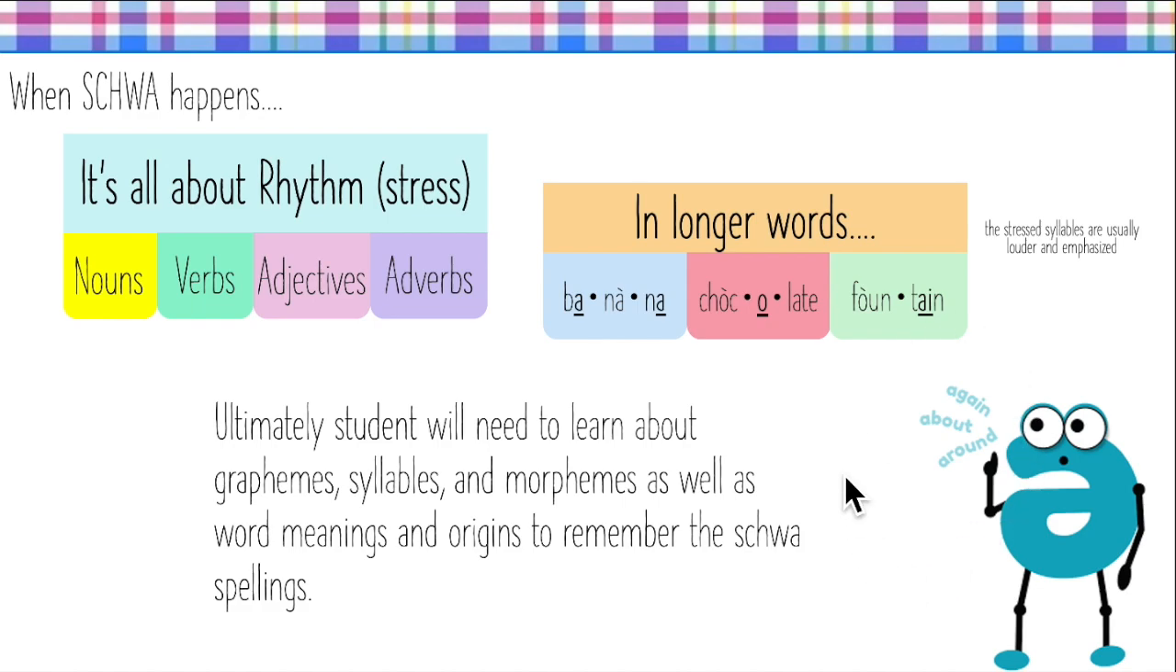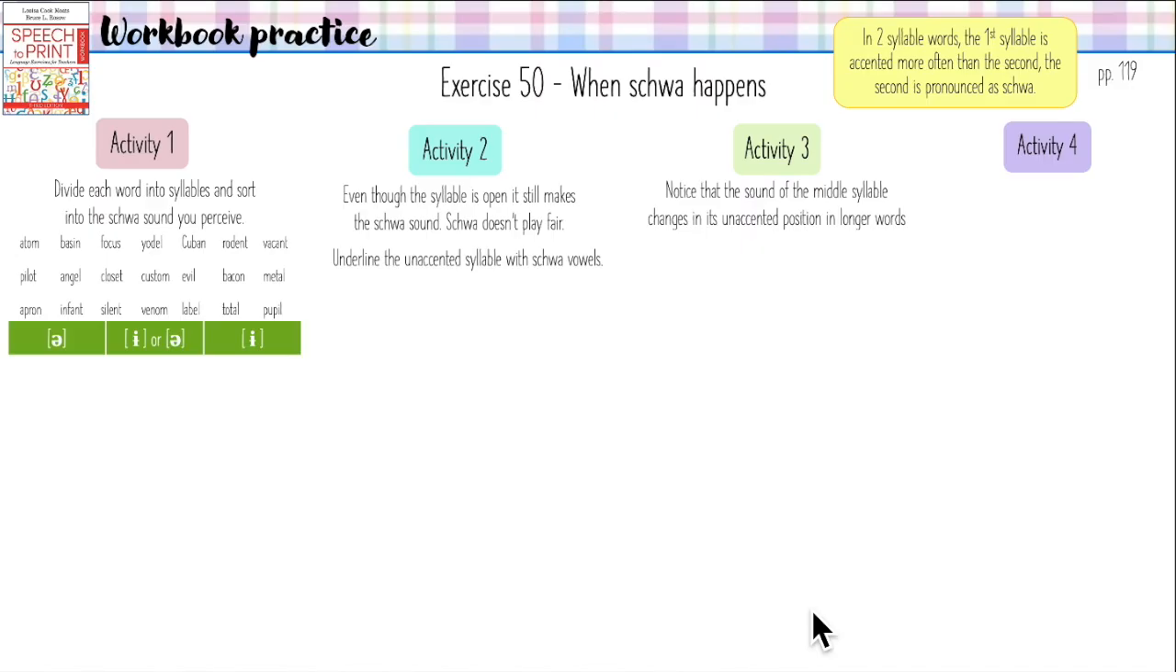Interesting enough, something to help them be aware of is when you have the schwa at the very beginning of a word, like again, about and around, most often it will be spelt with an A, so you can teach them that guideline. That's super helpful. So let's practice a little bit with our schwa and when schwa happens.